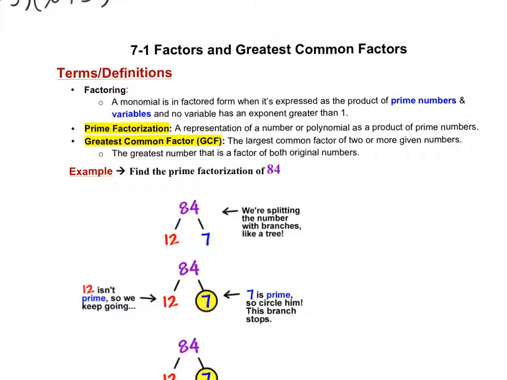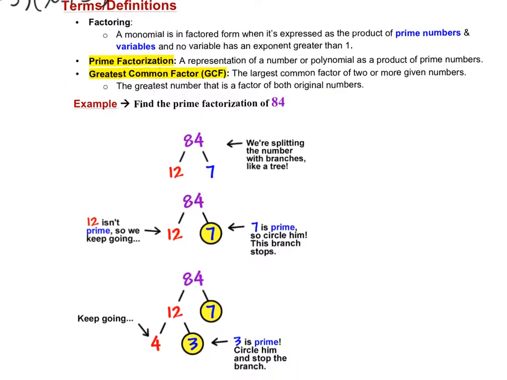So factoring, for example, is when you have a monomial, a one-term expression, it's factored when it's expressed as a product of prime numbers. Prime factorization is something that we have talked about in times past. It's basically breaking down a number, a product, so that you have only prime factors. Greatest common factor is the largest factor that two or more given numbers have in common.